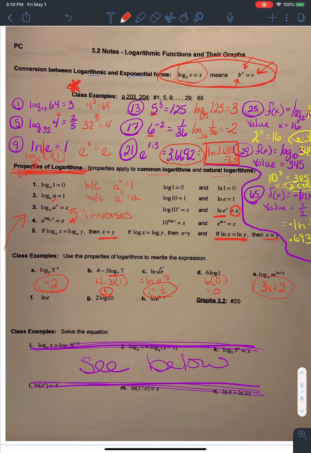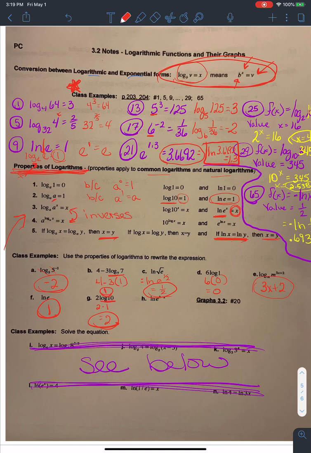Okay, number F. They have an ln of e. I'm going to go over here. My ln property says property number 2, ln of e is equal to 1. And I'm done. Letter G. Log base 10 of 10 is equal to 1. Well, here's a log base 10. So what this is really telling me is to take 2 times 1, which is 2.